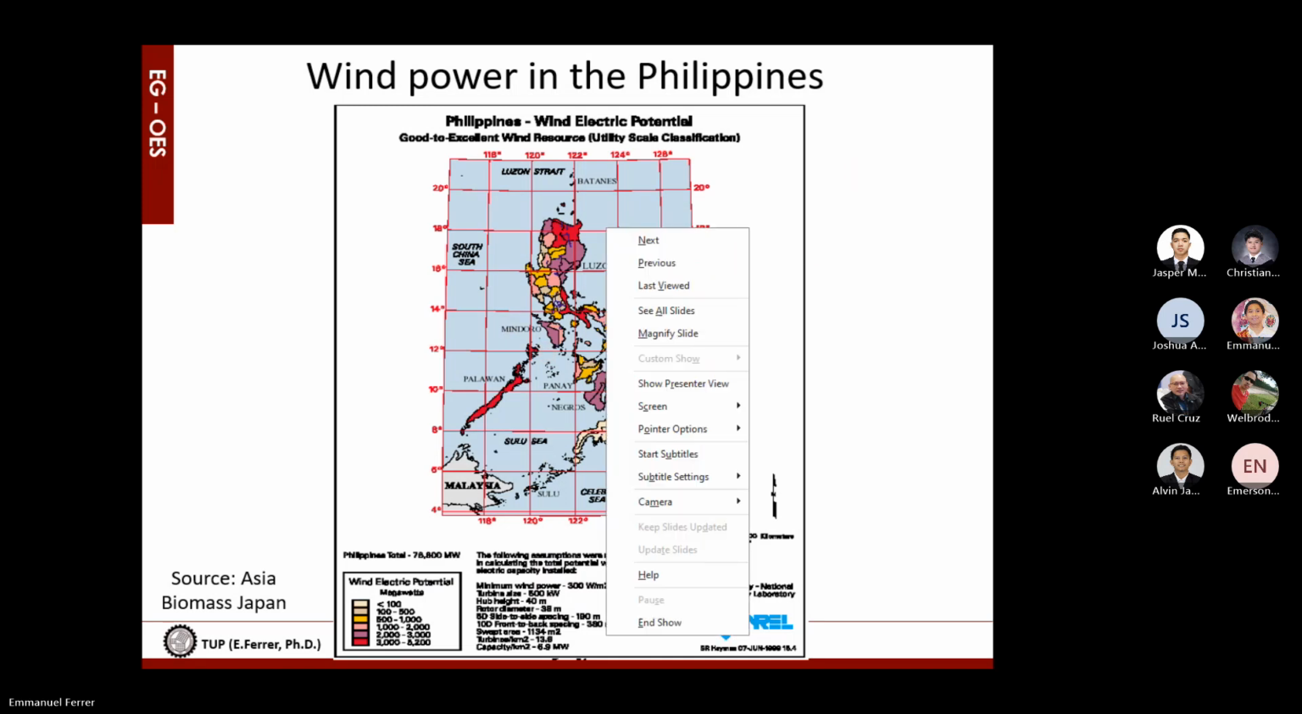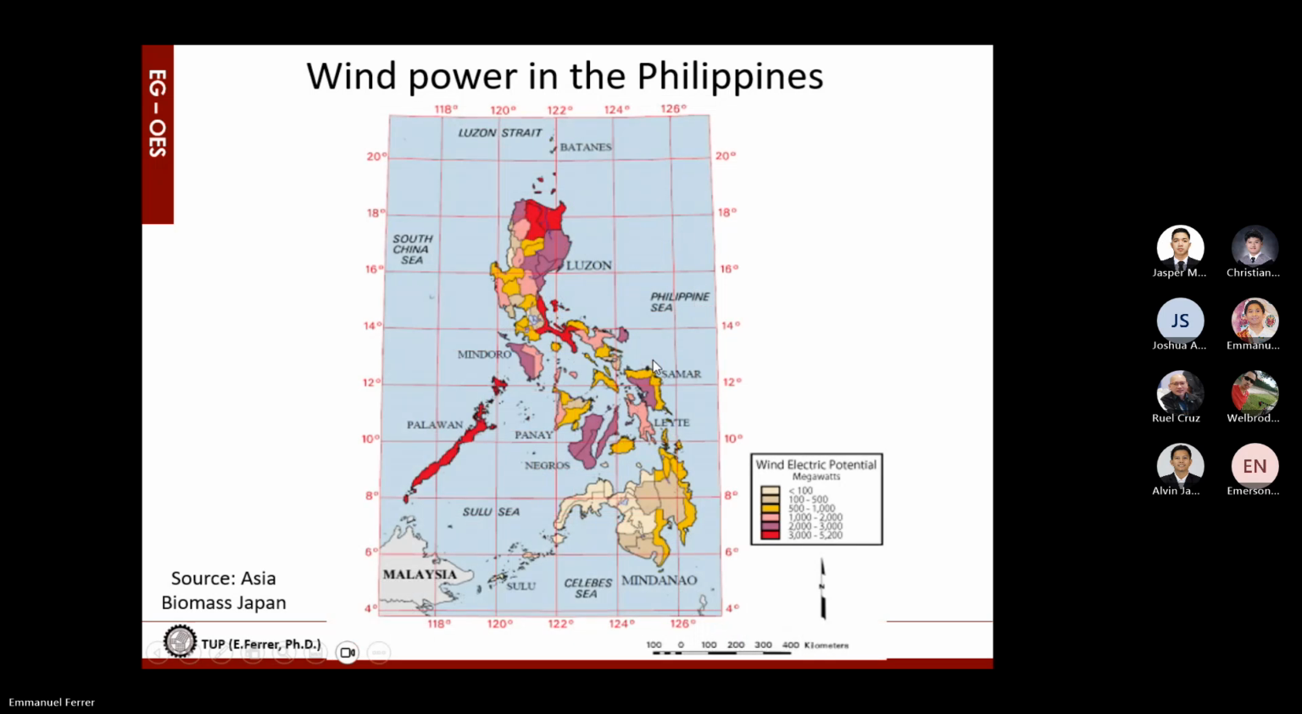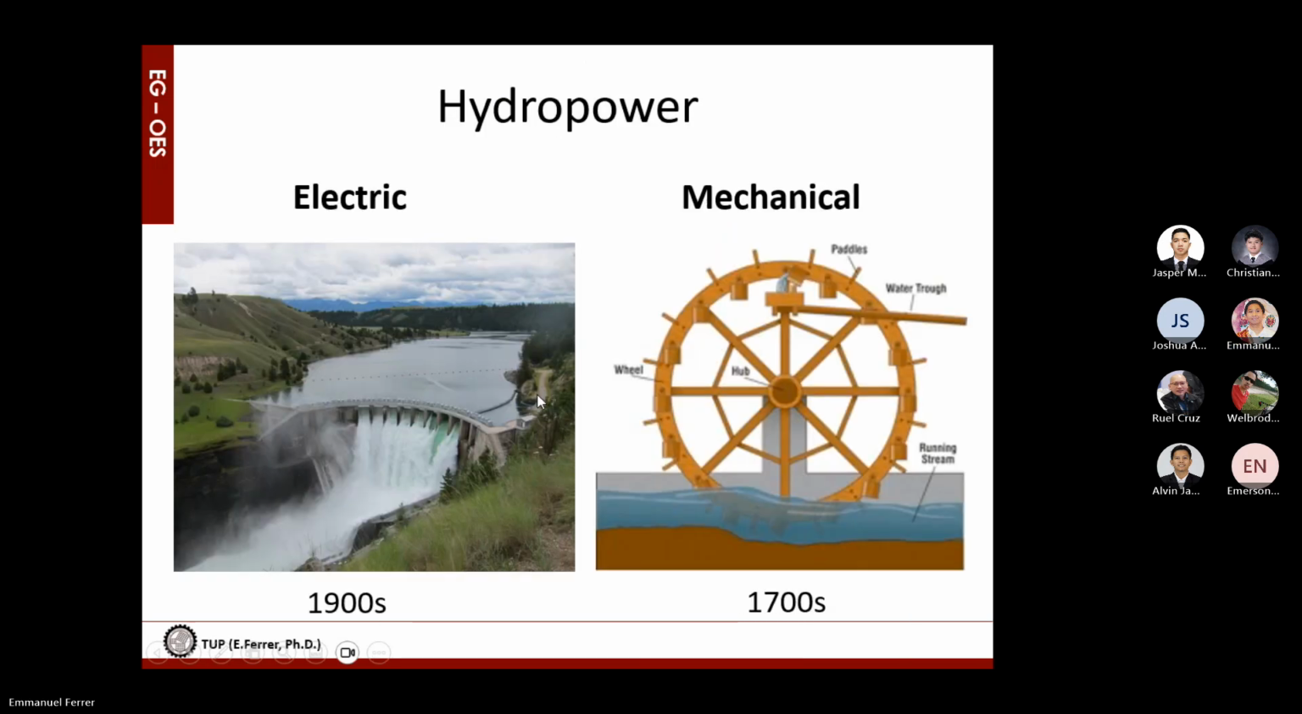Okey. Mas malinaw. Kitang-kita siya 'no. Ayan, you can see Palawan, Quezon, and Ilocos regions are the most ideal candidate for installation of wind energy systems. Ayan.